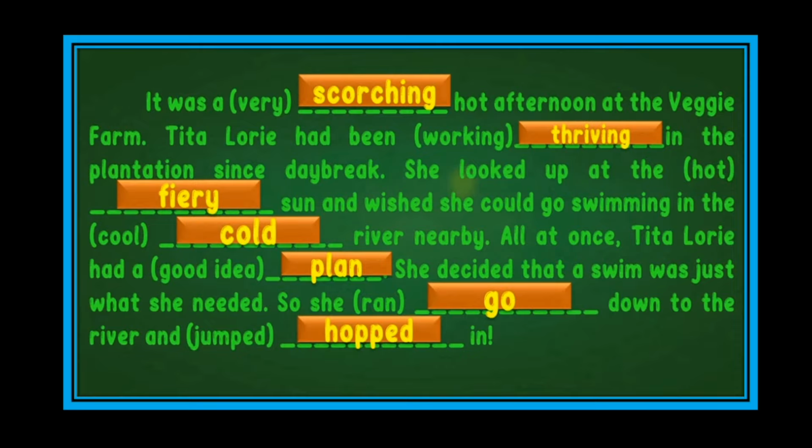Okay, it was a scorching hot afternoon at the veggie farm. Tita Lori had been thriving in the plantation since daybreak. She looked up at the fiery sun and wished she could go swimming in the cold river nearby. All at once, Tita Lori had a plan. She decided that a swim was just what she needed. She go down to the river and hop in. So these are the answers.